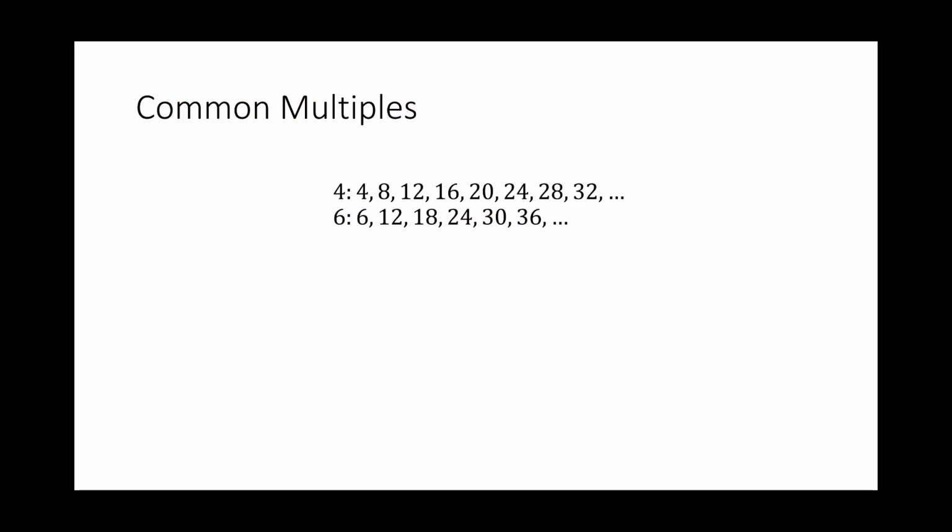So we can compare our common multiples together. For instance, here are the multiples of 4 and 6. Let's see which ones they have in common. Well, it looks like they both have a 12 in common. And also looks like they both have 24 in common. And I'm sure we would find more if we kept going. But common multiples are going to help us out when we're working with fractions.